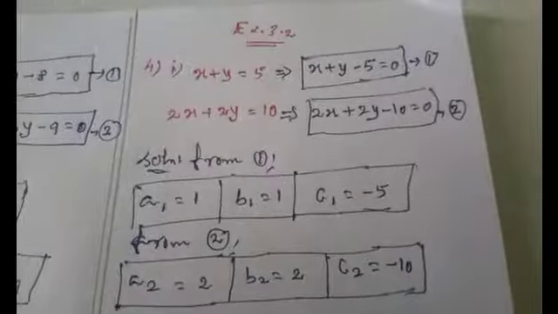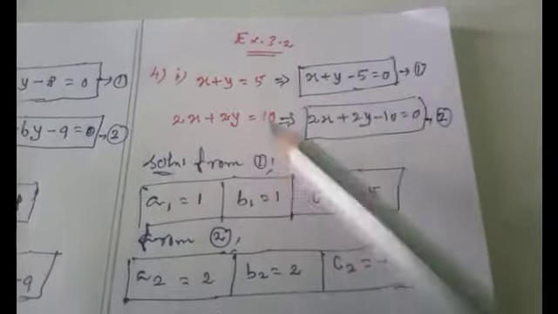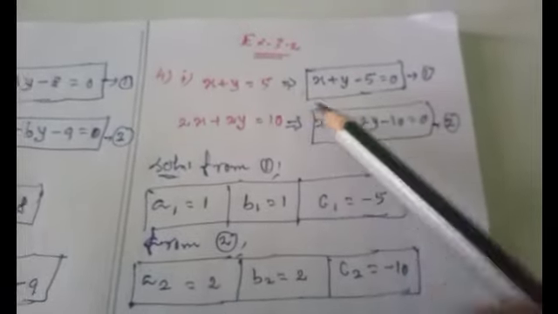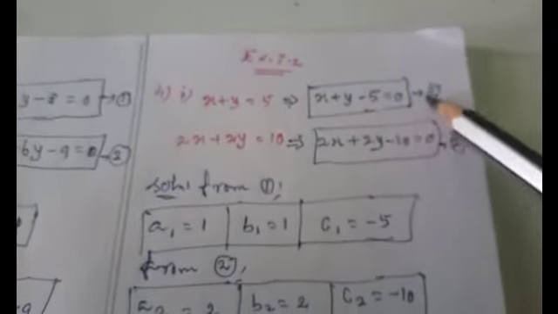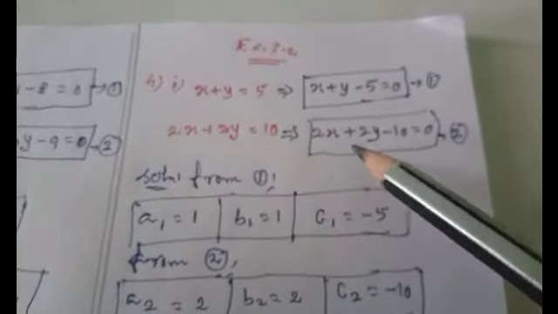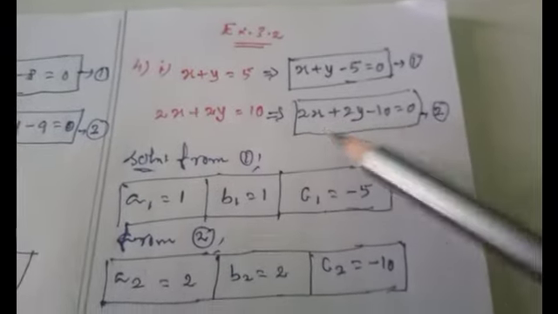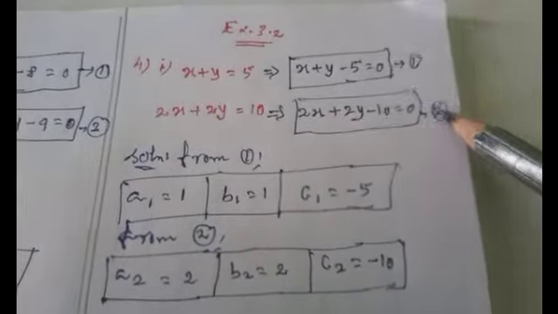Let us move on to the fourth Roman letter, first subdivision. It is given that x plus y is equal to 5. So we have to bring every term on the left hand side only. So x plus y, this plus 5 when you change to the side, that becomes minus 5 equal to 0. Make it as equation number 1. 2x plus 2y is equal to 10. So this 10 has to be changed into left hand side, that is minus 10. So 2x plus 2y minus 10 is equal to 0. Make it as equation number 2.